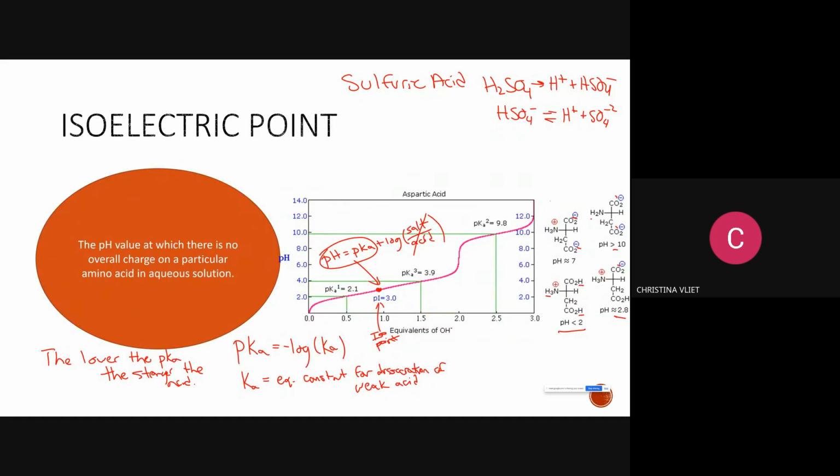But I did want to bring up what the graph communicates: this is the first H plus getting dissociated, and then there's a second H plus getting dissociated, and then there's a third H plus getting dissociated, because there are 3 different H pluses on aspartic acid at a low pH.